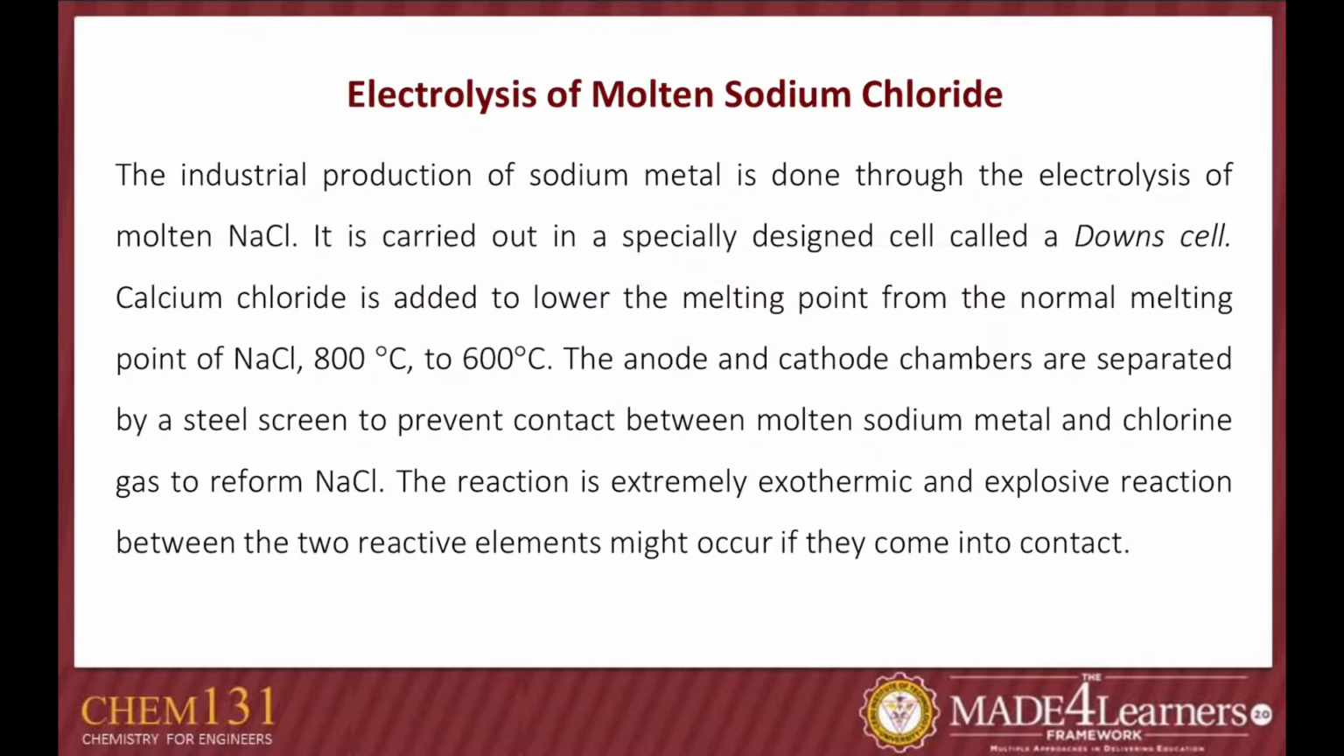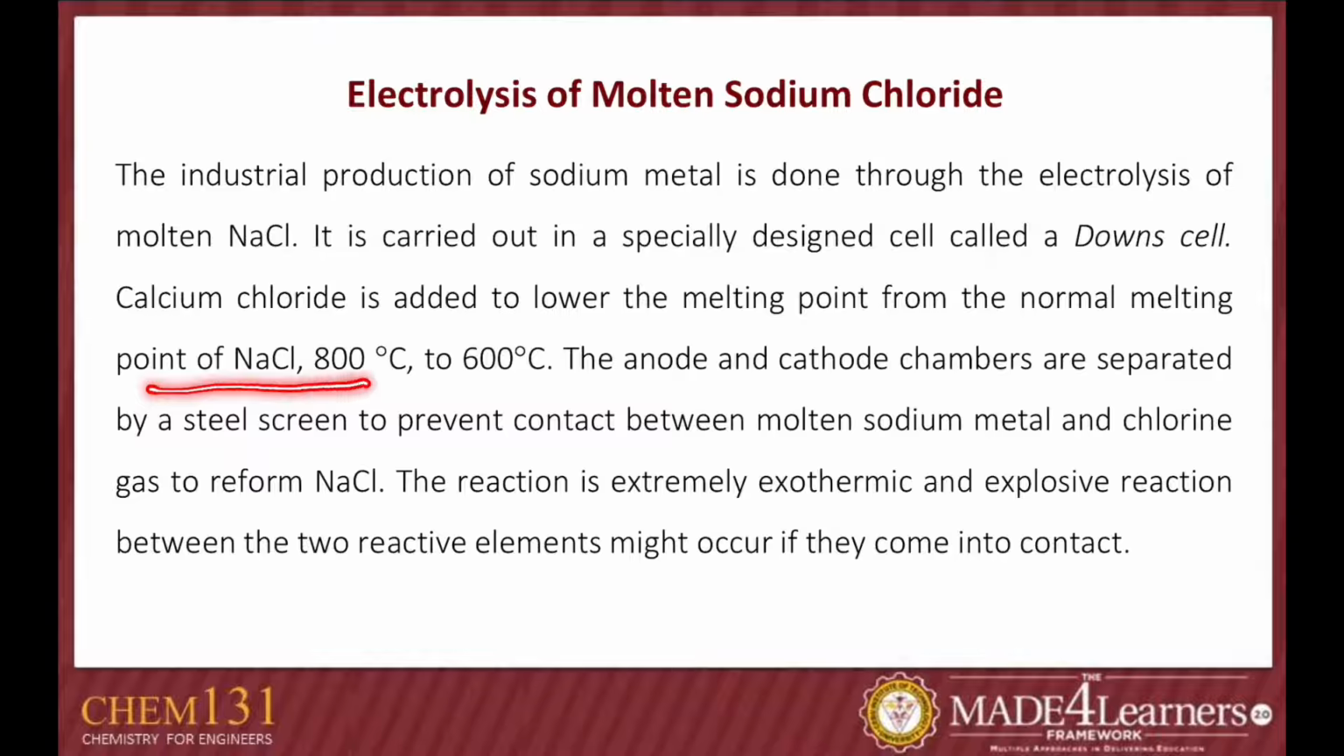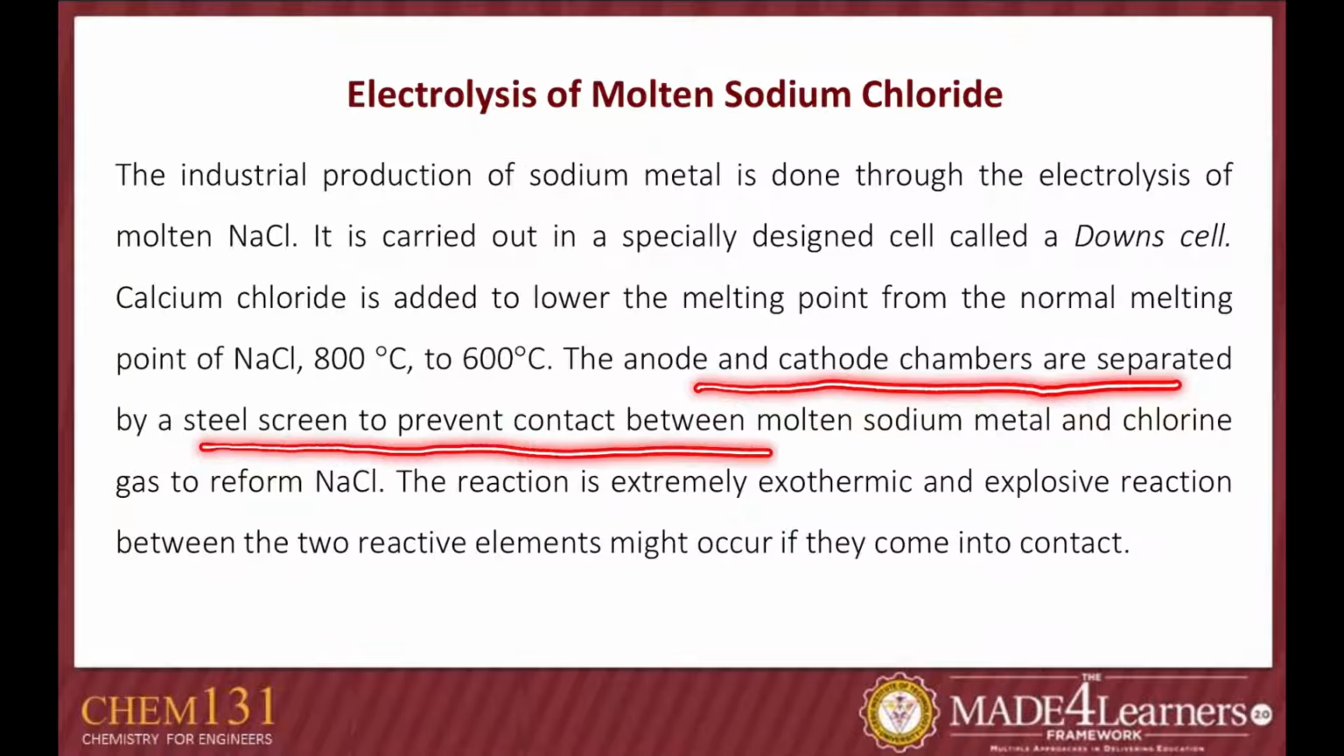So, here, calcium chloride is added to lower the melting point from the normal melting point of sodium chloride, which is 800 degrees Celsius, to 600 degrees Celsius. So, instead of pure nga sodium chloride ang gigamit, gidugangan siya og calcium chloride para mo lower ang melting point niya. The anode and cathode chambers are separated by a steel screen to prevent contact between molten sodium metal and chlorine gas to reform sodium chloride.